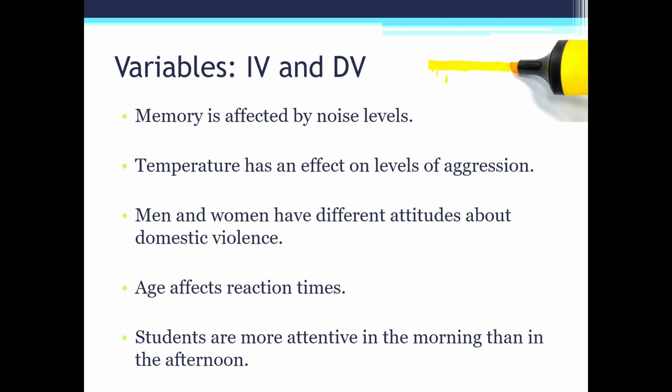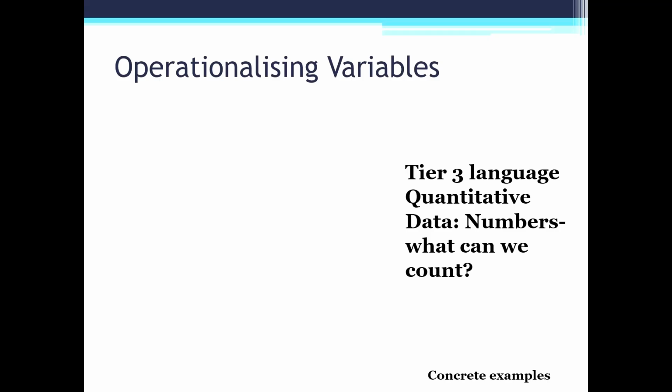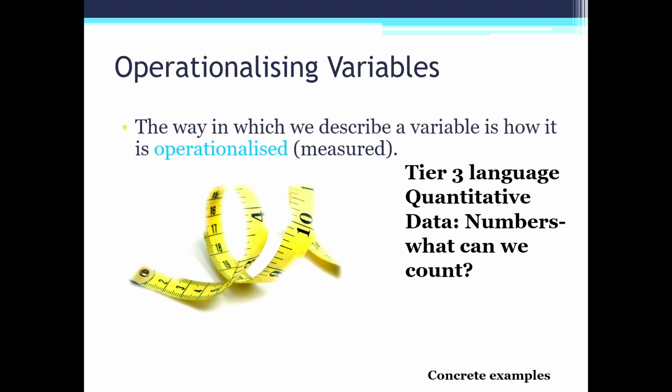And again, all of these would have EVs, things that might affect the things that we're measuring, our DVs, that are not the IV that we're thinking is the cause. So we've got to make sure we think about those so we can do something about them and control them. Now, another thing that you need to know about variables is that we need to operationalise them.